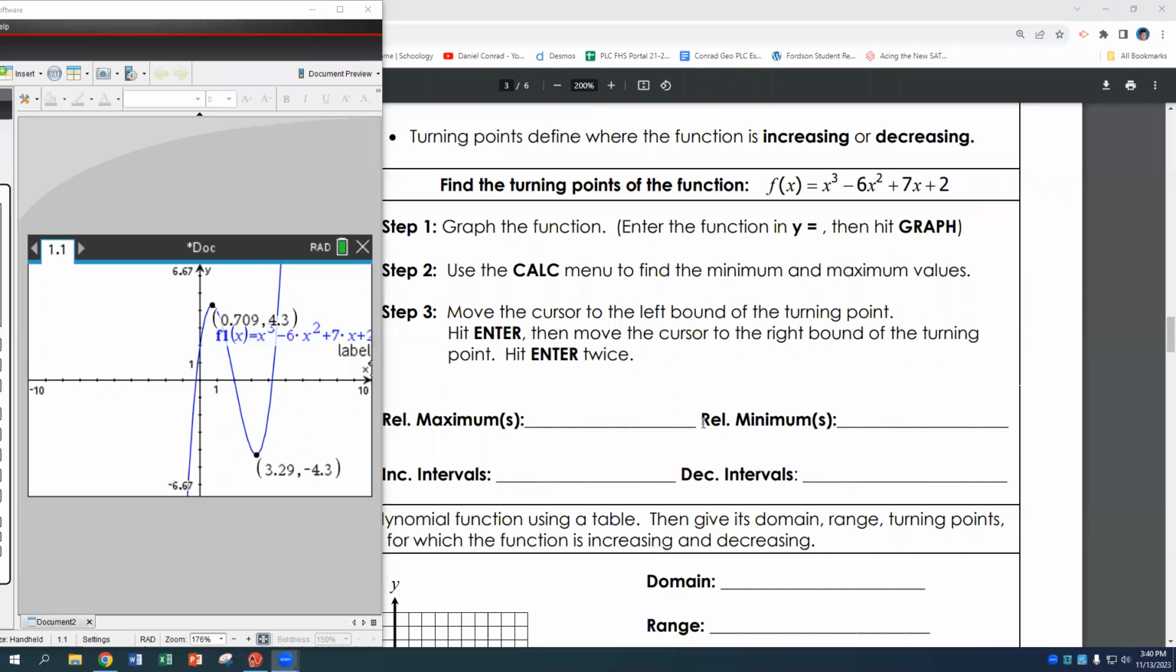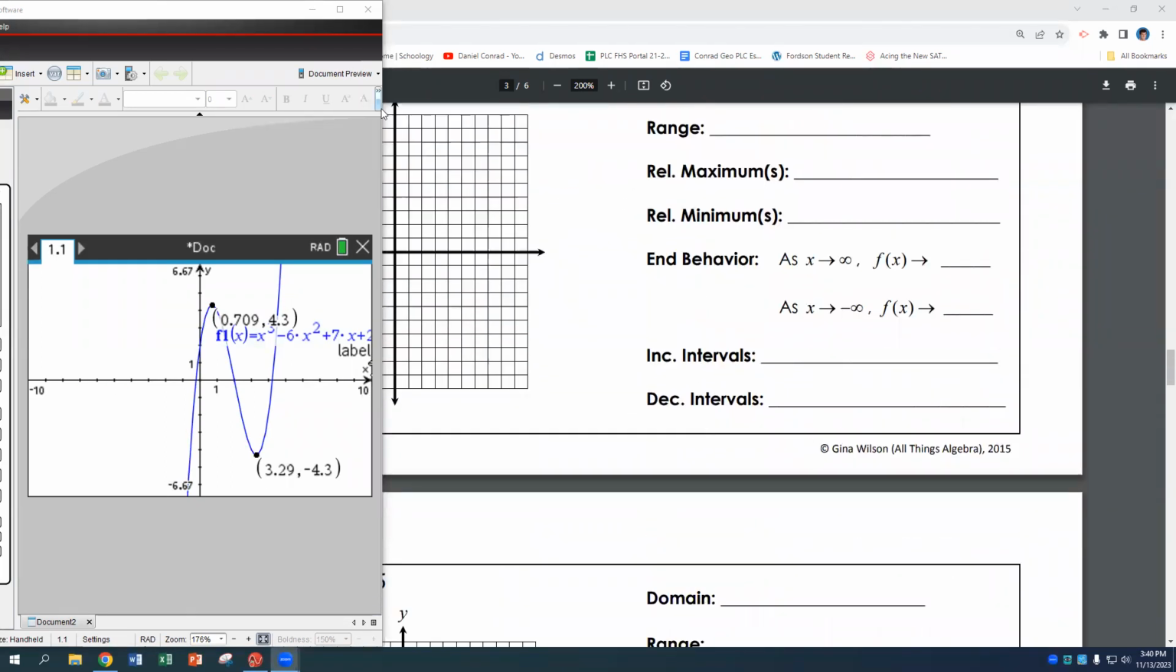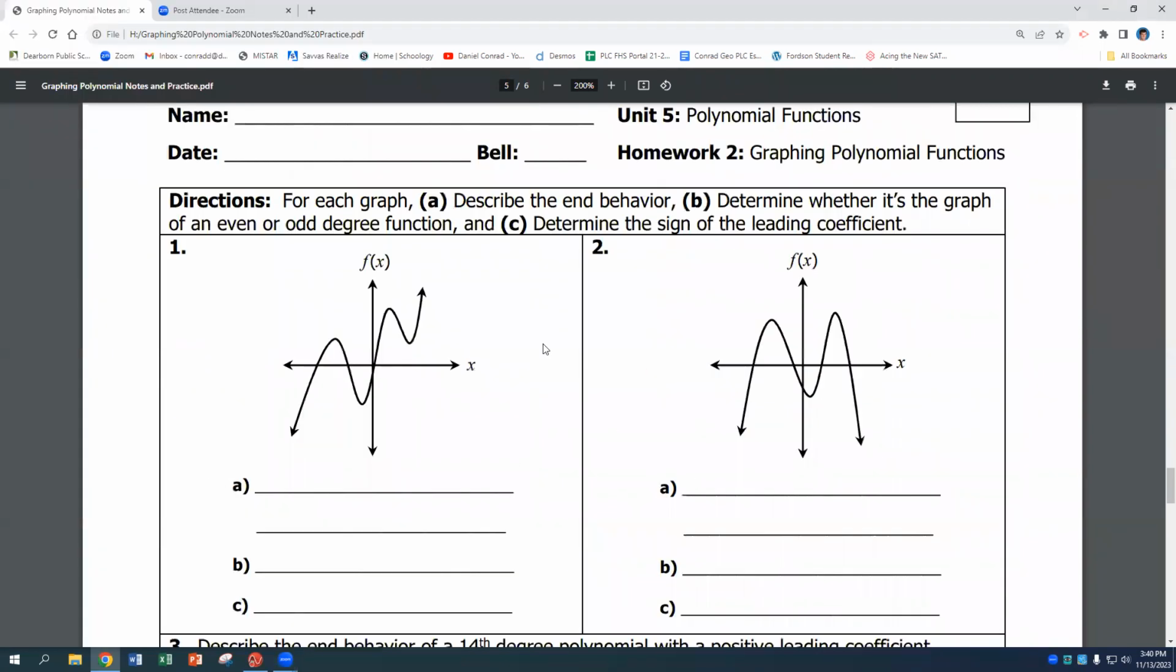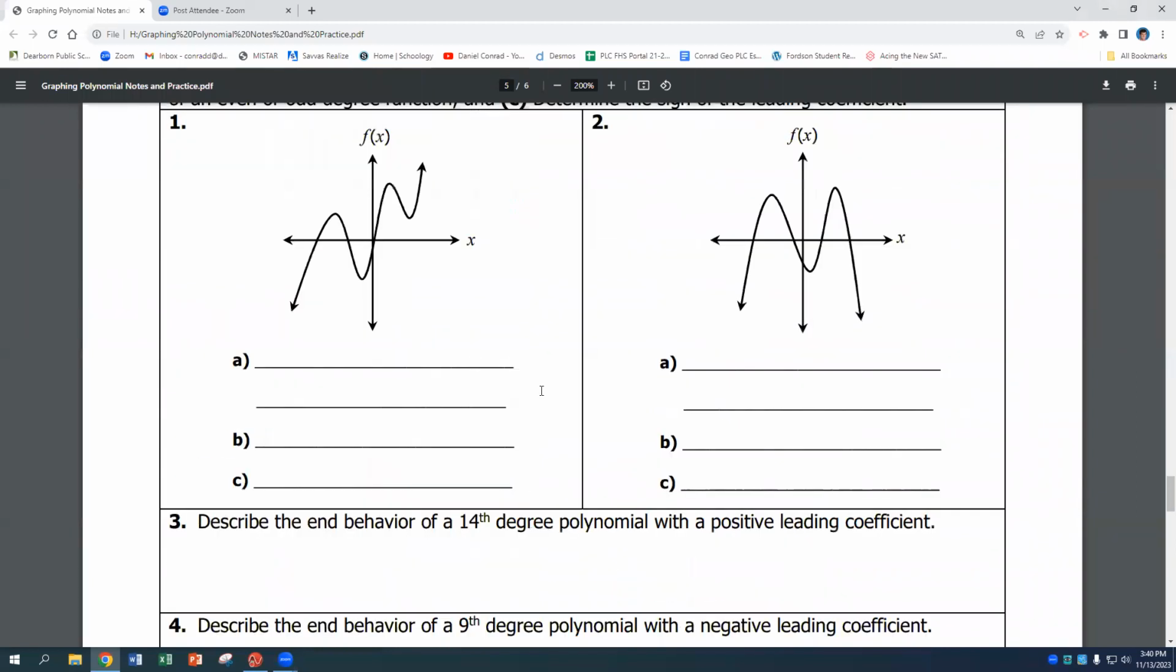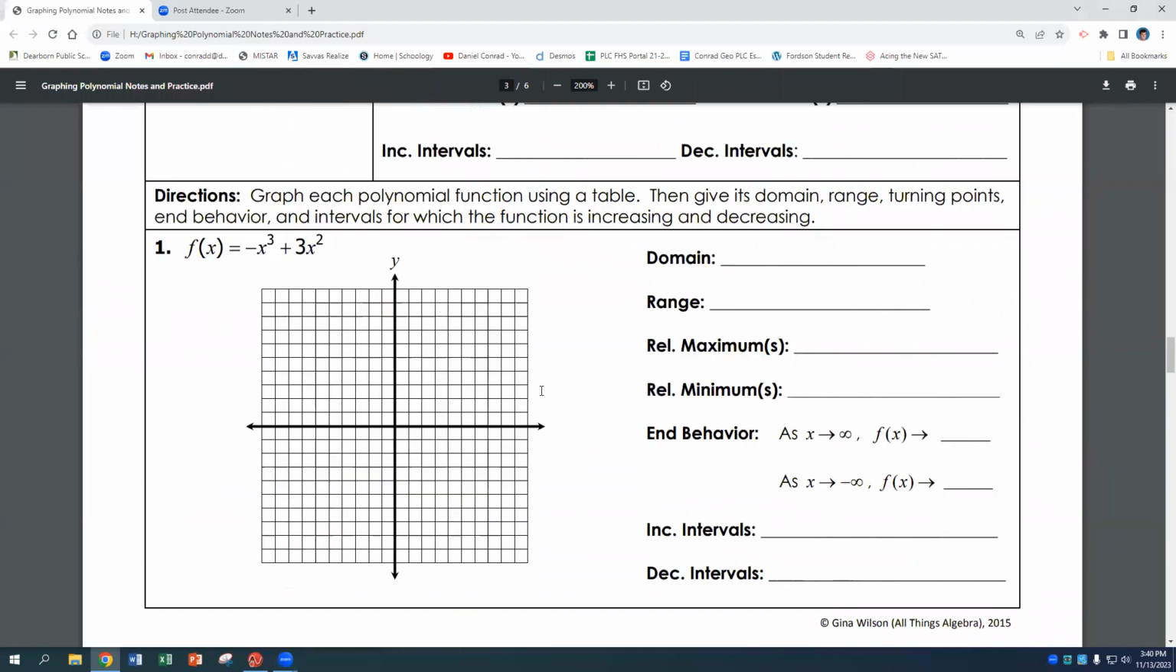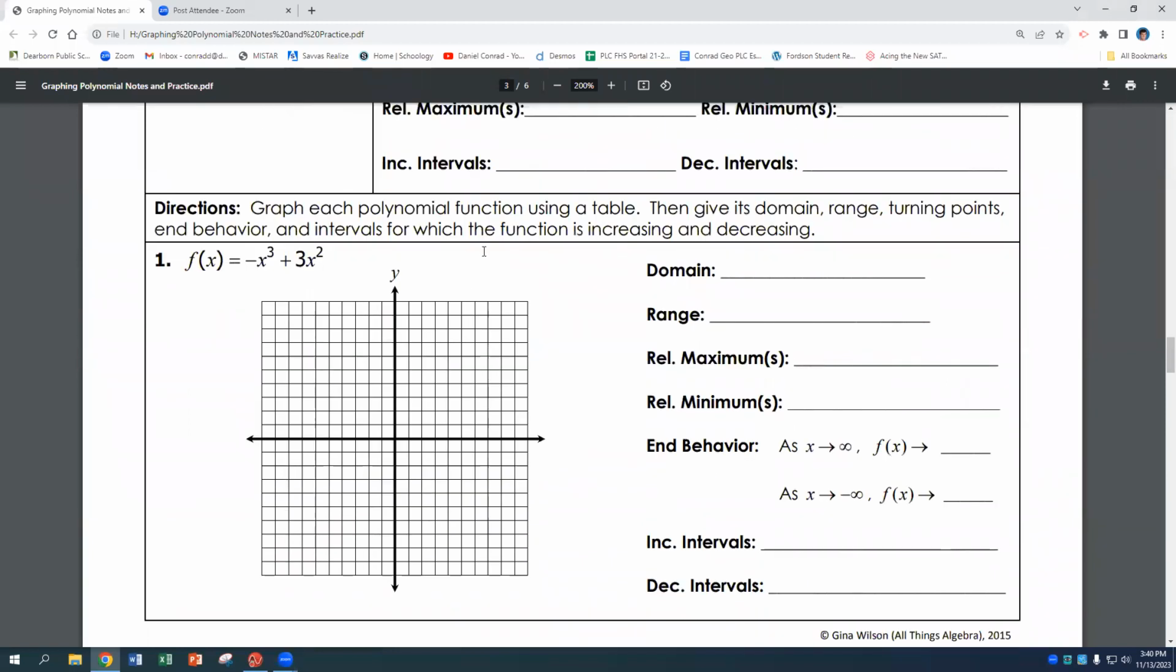Okay, we got 4 examples we're going to do here. I don't know if we're going to do them all. Let's do a few of them though. Okay, and then there's some practice. Okay, graph each polynomial using a table, then give its domain, range, turning points, and end behavior. So if we're going to strictly use a table in the future, where you come up and make your own table, that's fine. But for now, let's do this where we graph the function.